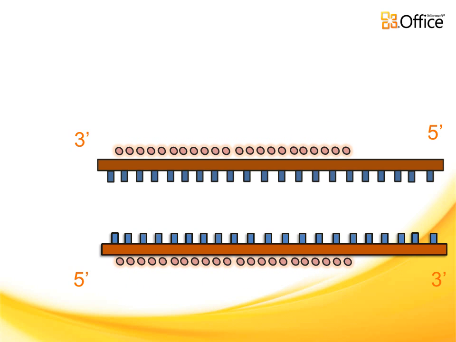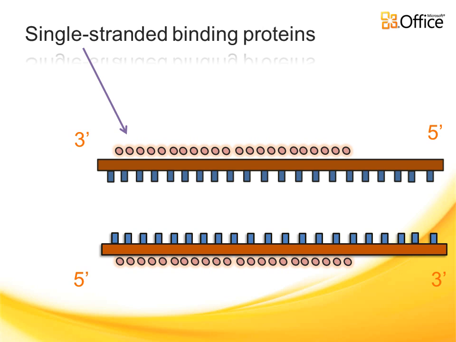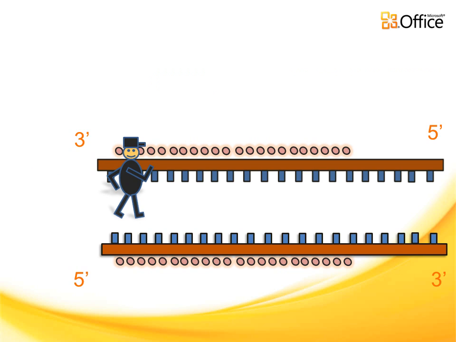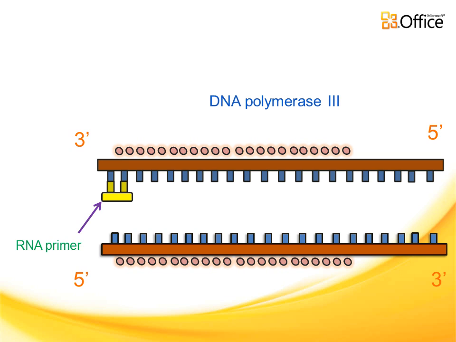Single-stranded binding proteins prevent the single DNA strands from reannealing. DNA-G primase synthesizes a single RNA primer for the leading strand. DNA polymerase III continuously adds nucleotide bases on the leading strand throughout elongation.